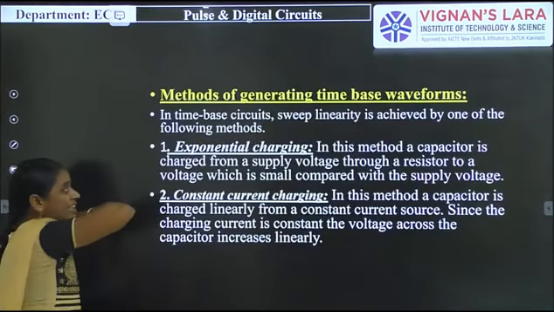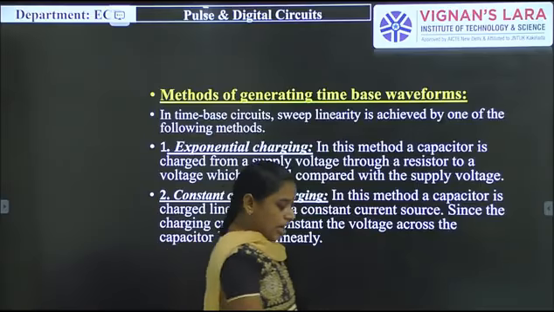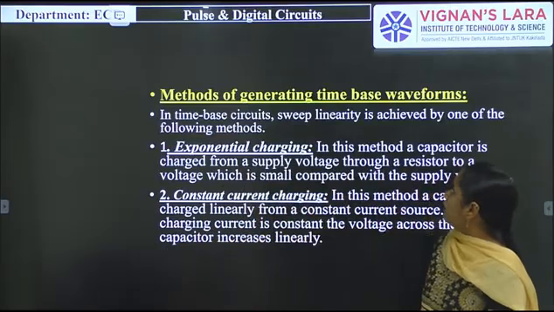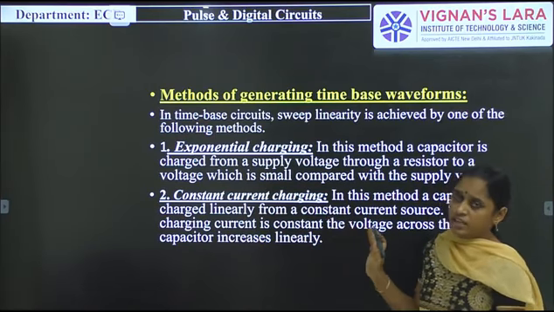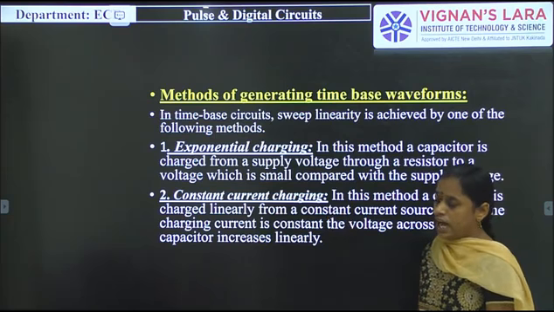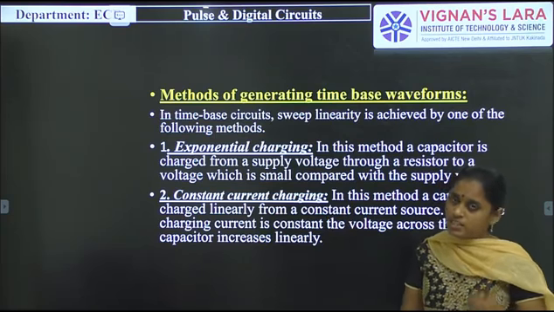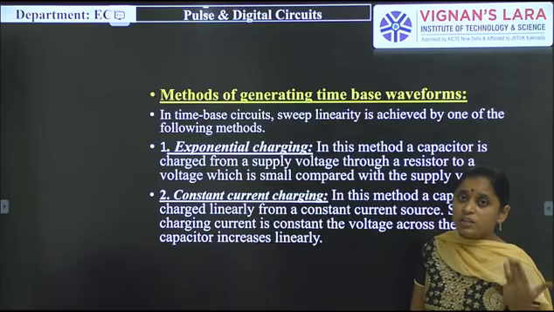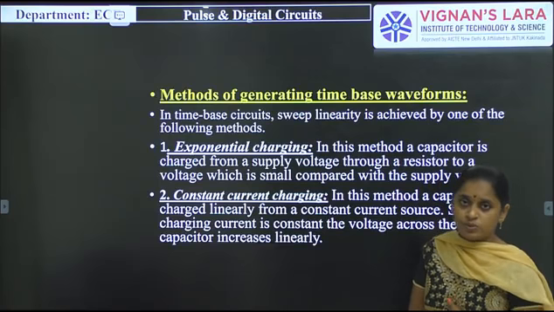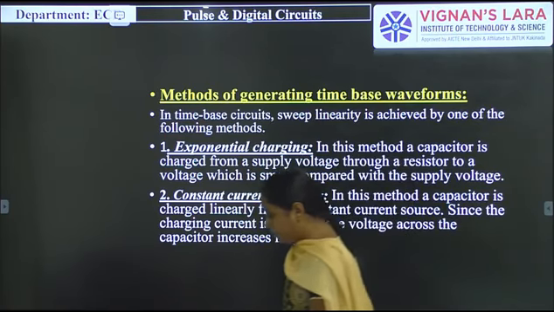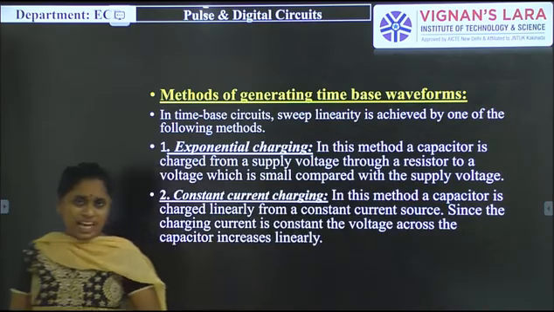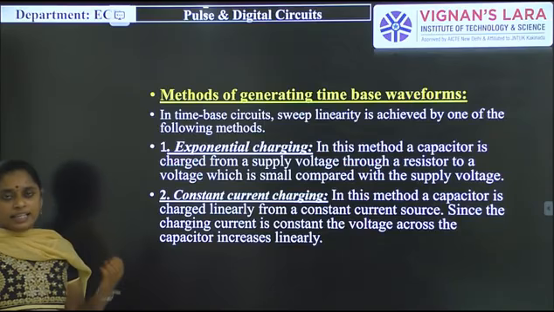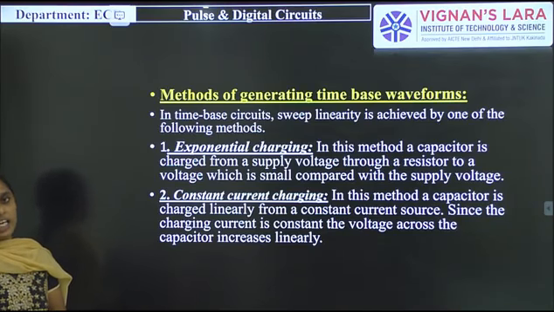And the next topic is methods of generating time-based waveforms. There are different methods of generating them. We take 5 important methods: the exponential charging method is the first one, then the constant current or current charging method, the Miller circuit, the bootstrap circuit, and the Phantastron circuit. These 5 types of methods are very important, which generate the time-based waveform. A time-based waveform is nothing but an output, either a voltage signal or a current signal, in which a particular part of the signal varies linearly with time.